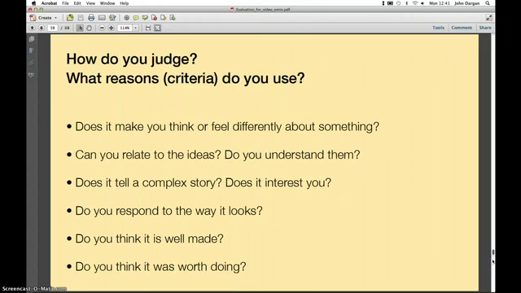So this is important. Thinking about how you judge something, how you see something as good or not good, is your reasons. These are within you. These are your own reasons or criteria. What reasons do you use to judge artworks? Do you think it's good to see an artwork that makes you think or feel differently about something? Does that relate to Tracey Emin's piece? Can you relate to the ideas? Do you find you can understand them, or do you find them off-putting? Do you think it tells an interesting or complex story?